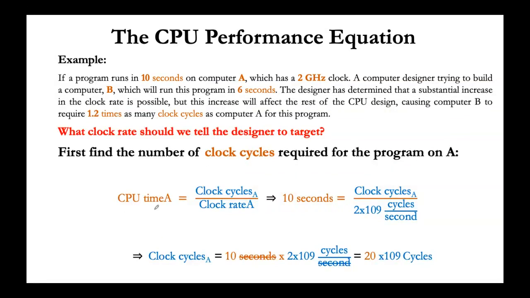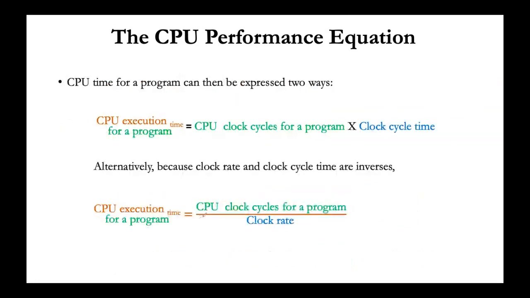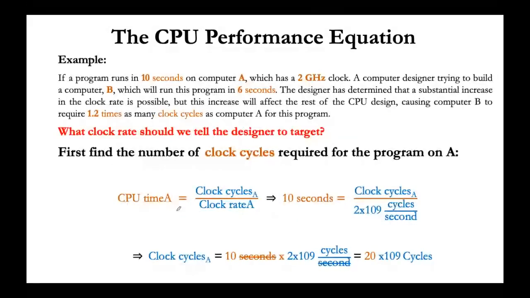So the CPU execution time for a program on machine A is given as the clock cycles per program divided by the clock rate. The CPU time per program is equal to the clock cycles per program divided by your clock rate. So the CPU time of A is the number of clock cycles required for a program on A, divided by its clock rate.